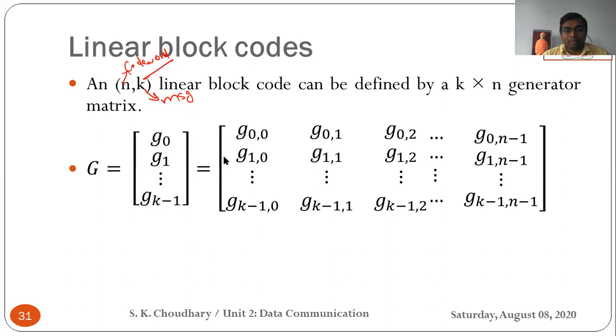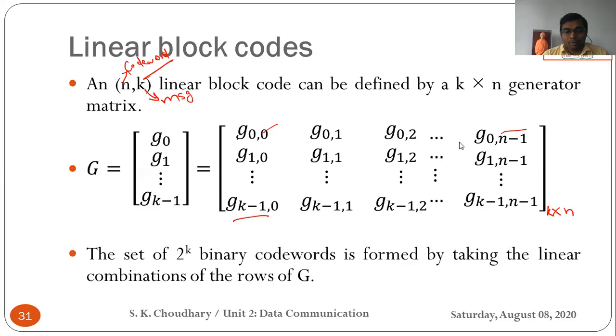This generator matrix is generally used. We have defined the generator matrix as a k by n matrix. K is the number of bits present in the message, so k is the number of rows of the generator matrix. It runs from 0 to k minus 1, meaning k rows, and from 0 to n minus 1, meaning n columns, which represents the number of bits present in the code word. So this is the way of representing the linear block code.